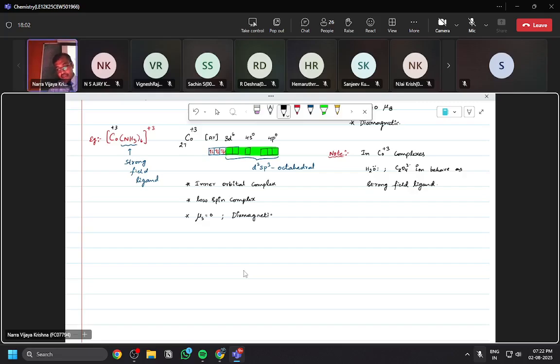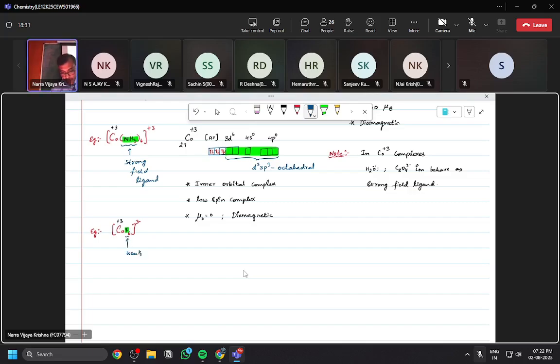Any other example given? Any other example they have given? That's all. CoF6 3 minus. Okay. Cobalt is plus 3. Now tell me, what is fluorine? Weak field.